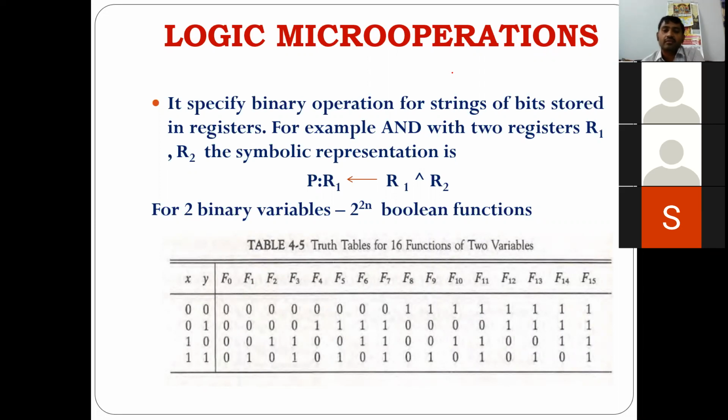Now coming to the logic operations, these are very important. Suppose I have two variables. For two binary variables, how many Boolean functions are possible? It is 2 to the power of 2^n. If n is equal to 2, I have taken, so 2 into 2 is 4, 2 to the power of 4, which is 16 Boolean functions are possible.